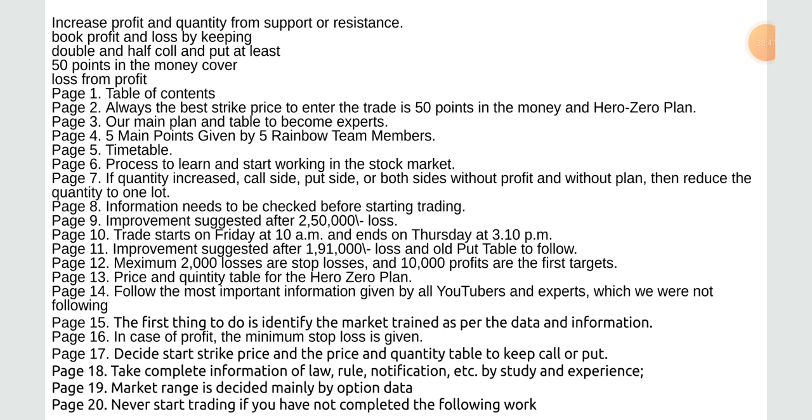13. Price and quantity table for the Hero Zero plan. 14. Follow the most important information given by all YouTubers and experts which we were not following. 15. The first thing to do is identify the market trend as per the data and information. 16. In case of profit the minimum stop loss is given. 17. Decide start strike price and the price and quantity table to keep call or put. 18. Take complete information of law, rule, notification, etc. by study and experience. And 19. Market range is decided mainly by option data. 20. Never start trading if you have not completed the following work.